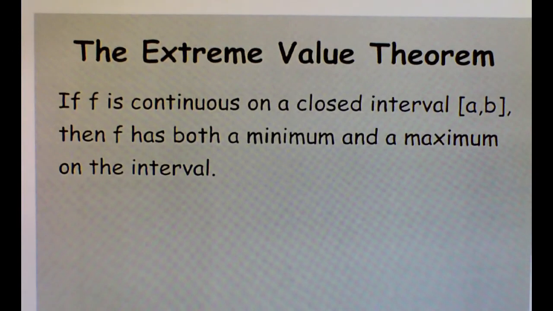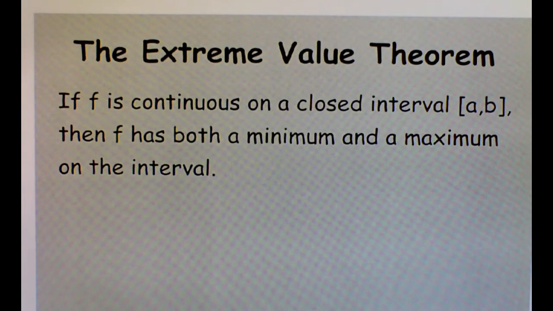So that gives us the extreme value theorem. If f is continuous on a closed interval, a to b, then it has both a minimum and a maximum on the interval. So it has to be continuous, right? No jumps, holes, gaps. It will have a maximum and a minimum on an interval. Realize this doesn't mean the entire function on its entire domain. It means I'm cutting it off on the left, I'm cutting it off on the right. There has to be a top, there has to be a bottom somewhere.